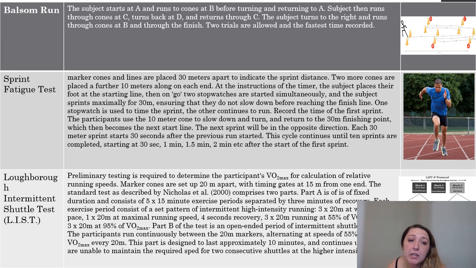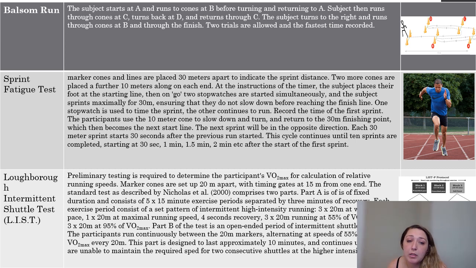Next is a sprint fatiguing test. This is where the cones are placed about 30 meters apart, and you will essentially just have your athlete run to a 30-meter point. You will have a cone there, and then they will walk for a shortened recovery time, and then they will sprint again, and then have another slow recovery time. So this is a cycle.